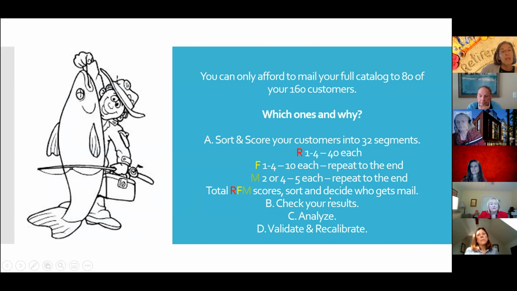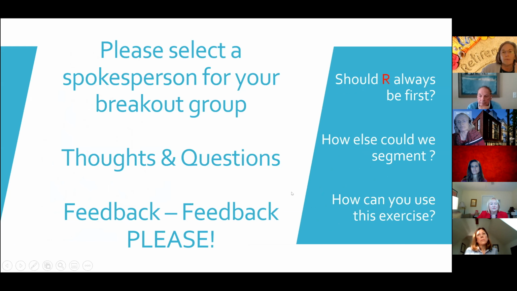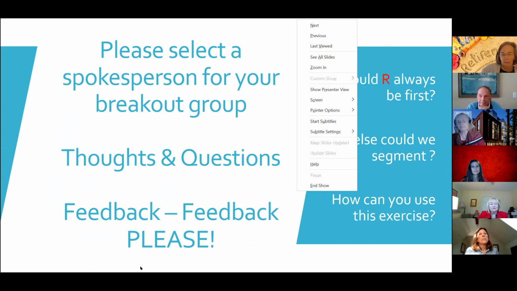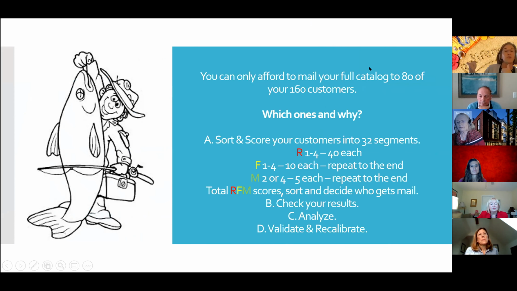As you all are in your breakout rooms, I'm going to put up the answer sheet. Sorry, I didn't mean to go back. Let's go previous. I'm going to put the answer sheet into the chat so you'll have the answers and can check. But what we're going to do is break these things down. You all are going to decide which of these 80 customers you're going to mail to. Then you can check your results. Then we're going to analyze. And after we do our mailing, we always come back and check back with our goals, validate and recalibrate. Was this what we want to do?